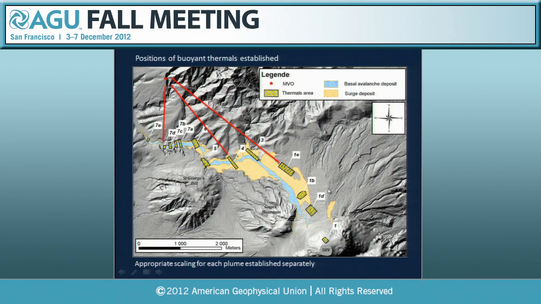The other thing that we were able to do, like I said, was actually track some of these buoyant thermals. This image in the yellow hash marks is showing locations where we had good video of the thermals. The red lines are the lines of sight. So obviously there was a lot of complicated scaling that went into this. We had to scale each plume separately to be able to measure things about them.